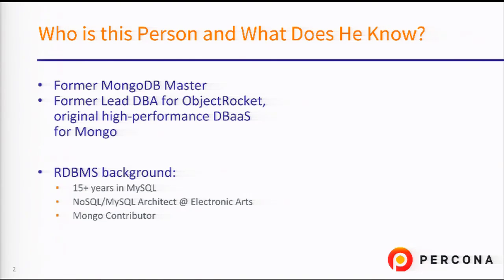So my name is David Murphy. I am the practice manager for MongoDB at Percona. But before that, I was one of the original Mongo masters in the community, as well as the former lead DBA at ObjectRocket, which was the high-performance database as a service for Mongo. Well, actually, it still is. It's run by Rackspace. But before even that, I've spent 15 years in MySQL. I started with MySQL 3.22, and I made the very scary transition from RDBMSs to NoSQL as a result of being told to at EA.